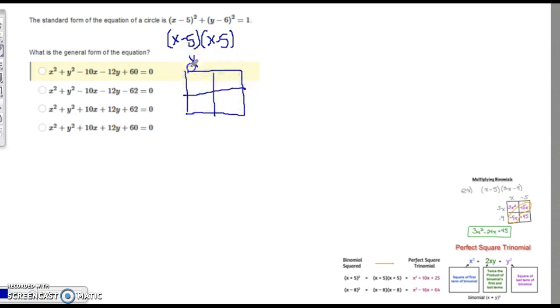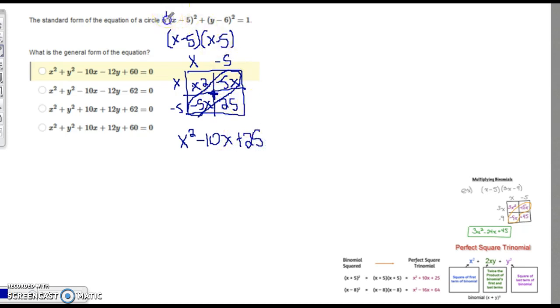Some of you may have learned to FOIL. You can FOIL as well if you like that method better. But to fill in the box, x times x is x squared. X times negative 5 is negative 5x. X times negative 5 is negative 5x. And negative 5 times negative 5 is positive 25. Then I'm going to combine my like terms in the middle, and look, it kind of makes a plus sign here if you can visualize that. So this would be x squared, negative 5x plus negative 5x would be negative 10x, and then plus 25.